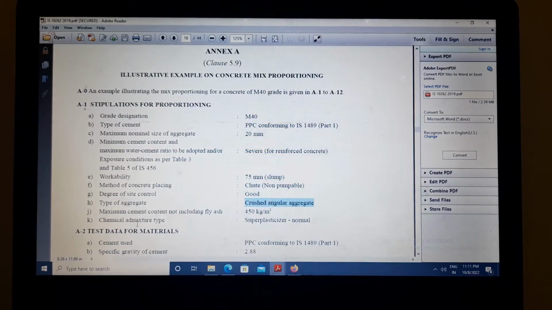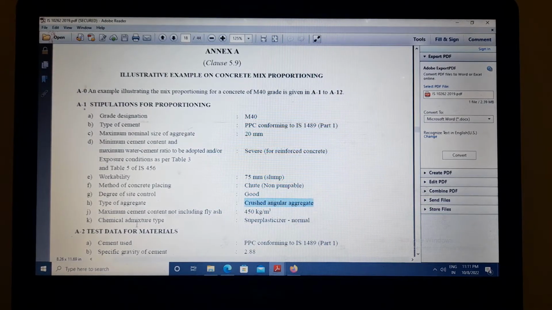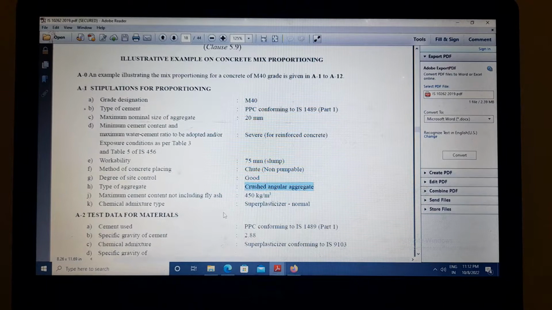And the chemical admixture, here we are using chemical admixture to reduce the water content. There are different types of chemical admixtures, such as super plasticizers. Anyway, here we are using super plasticizers. Okay, and then test data for material.